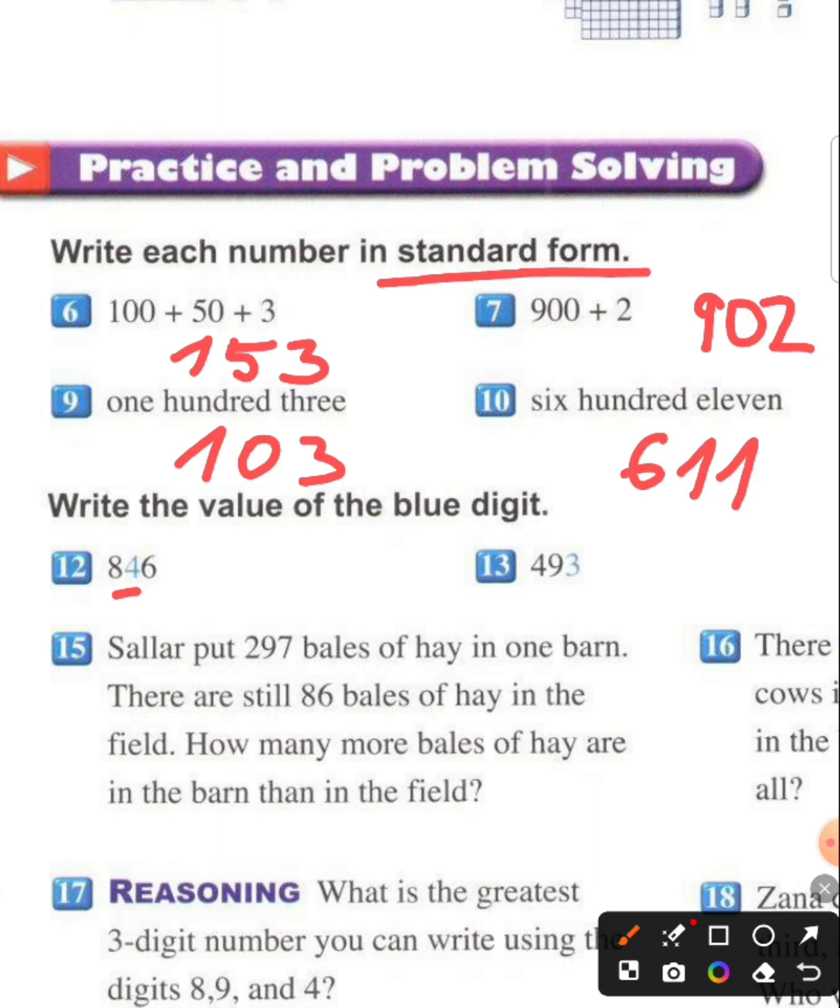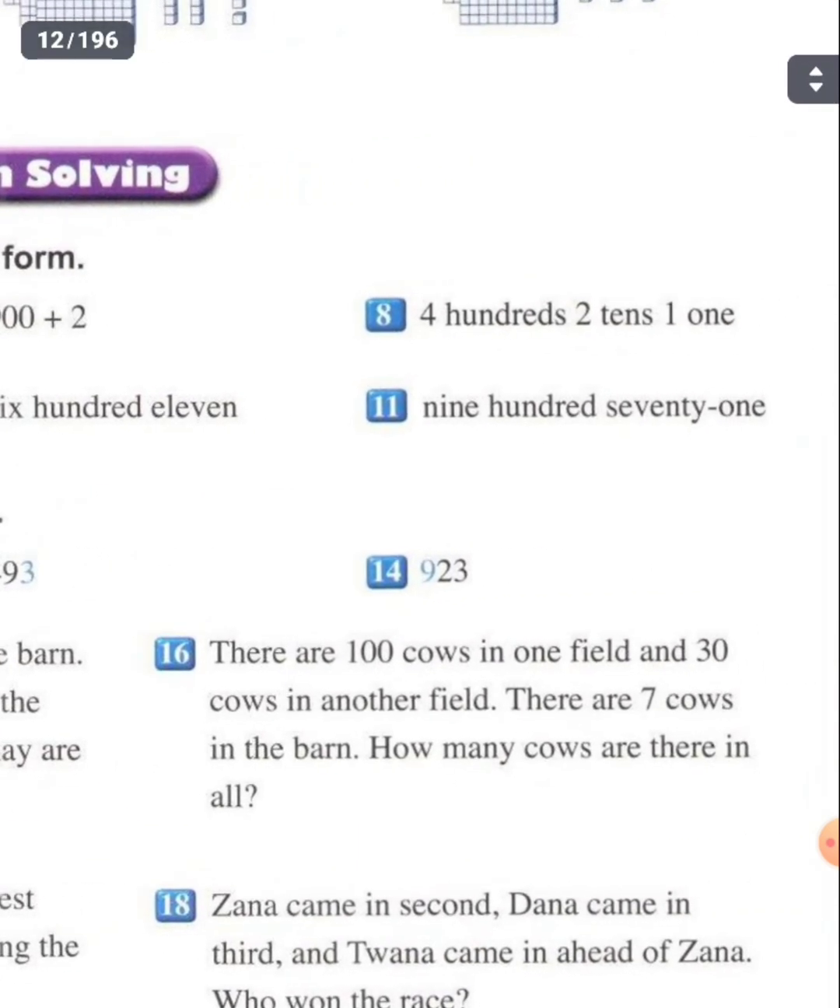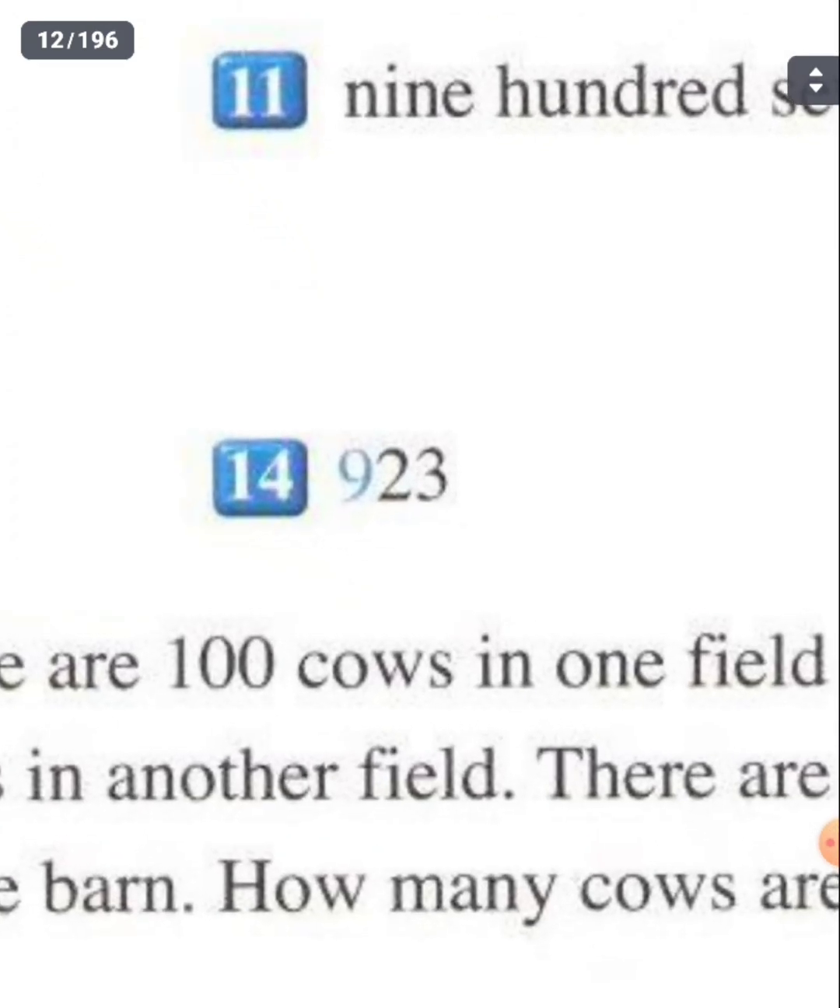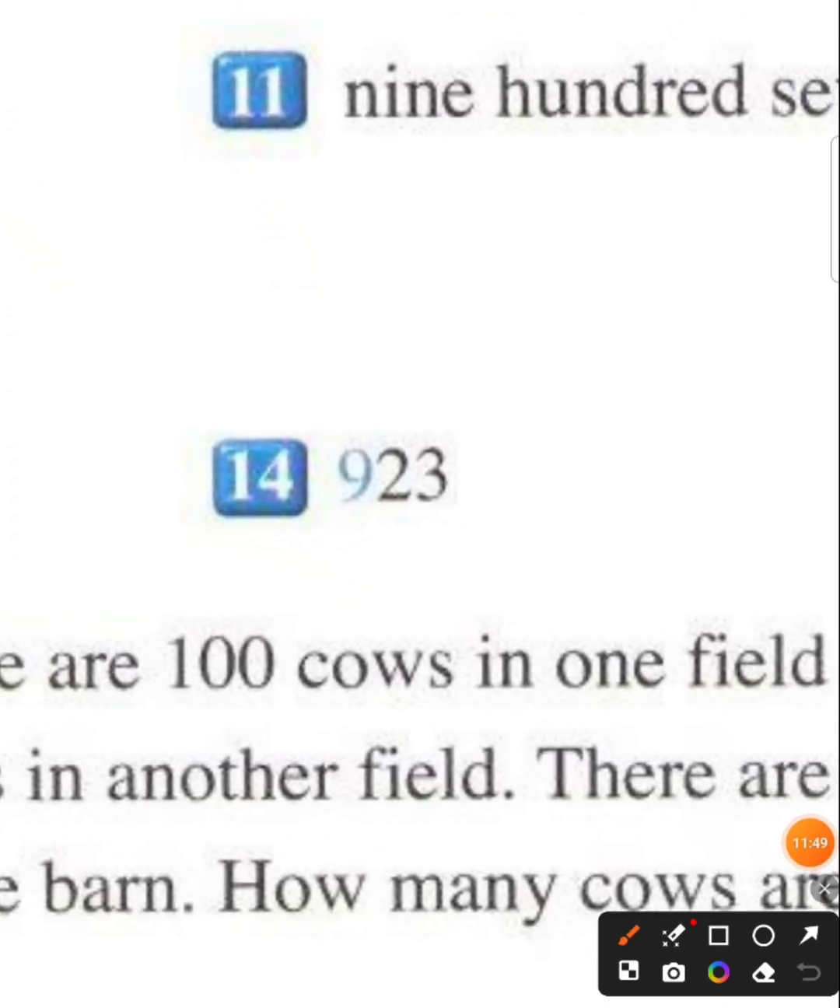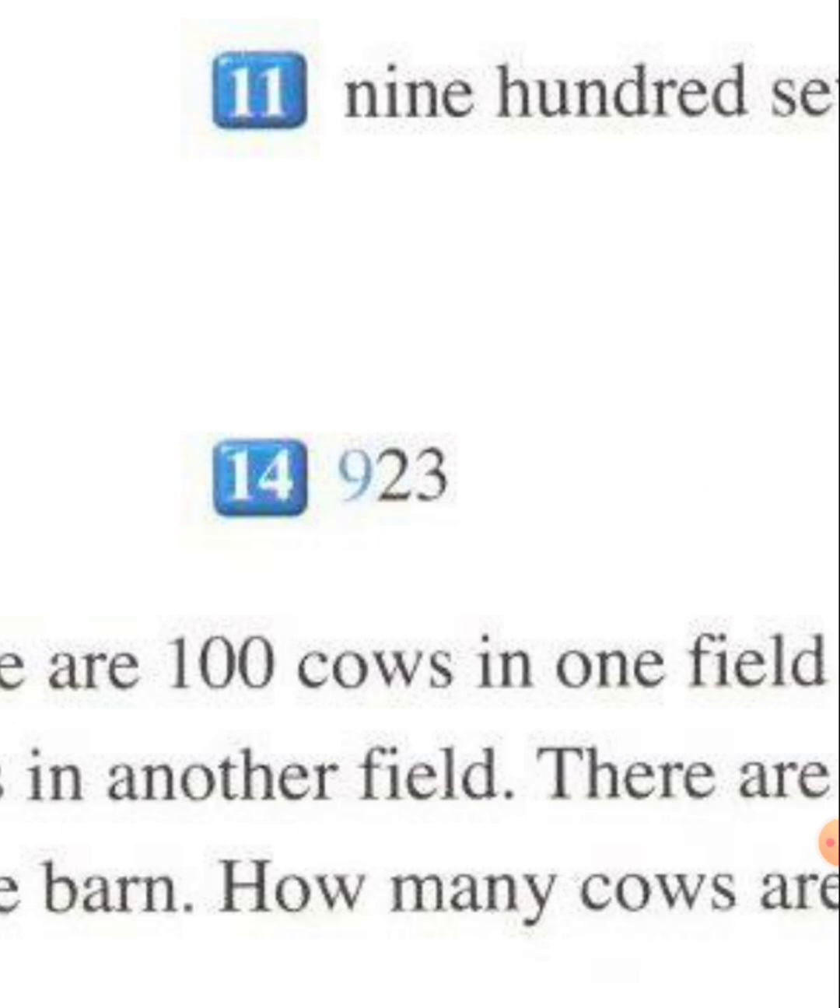Write the value of the blue digits. The blue digit is 4. It means 4 tens. 493, 3 means ones. And I think we have here 923. This 9 is hundreds. It is 900. Okay, look.